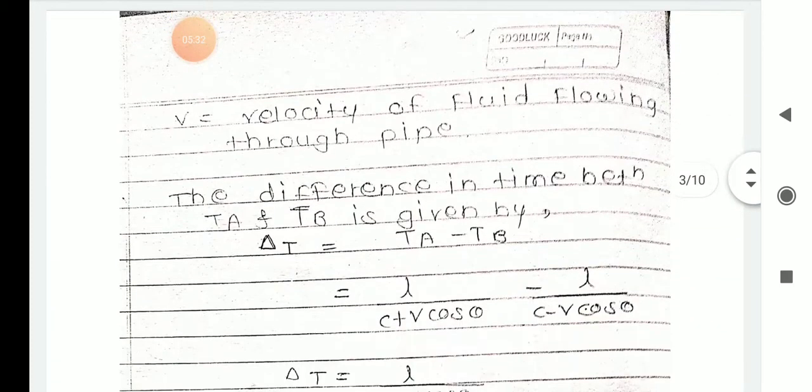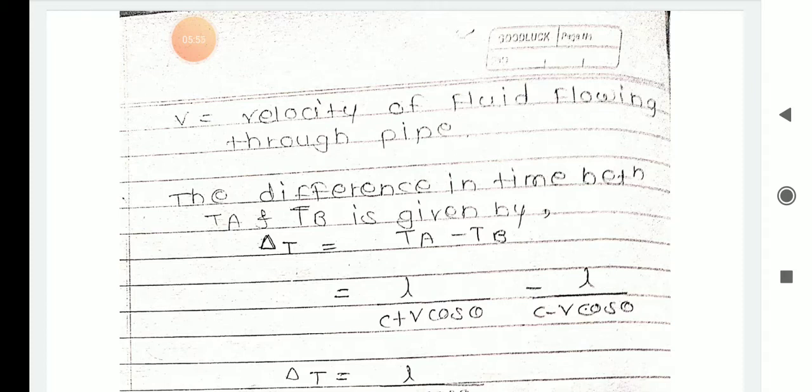Next, V is the velocity of the fluid flowing through the pipe. Next point, that is the last point, the time difference. The difference in time between TA and TB is given by delta T. You can take on variable delta.